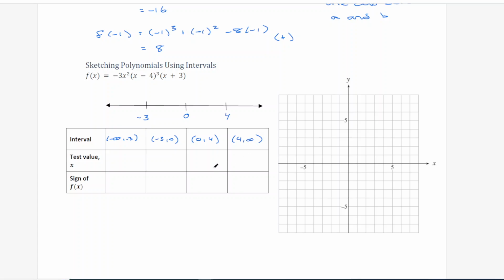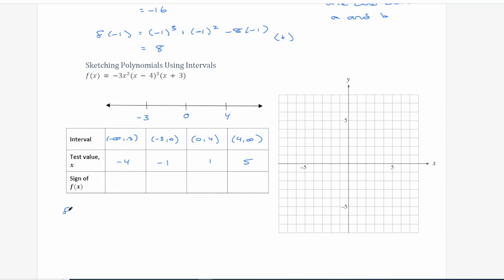And then what we're going to do is test an x value. So we're going to pick something in each interval. So here I'm going to pick negative 4. Here I'm going to pick negative 1. Here I'm going to pick 1, and here I'm going to pick 5. So these are my test values of x to determine the sign on y. So again, we're not graphing, so I don't care about the actual value of y. I care about the sign on y.